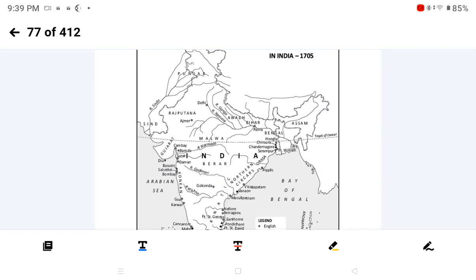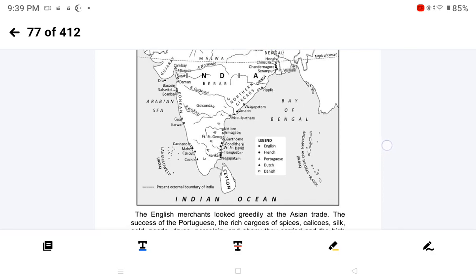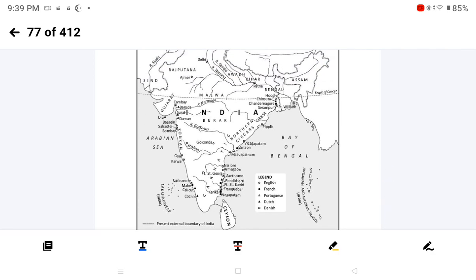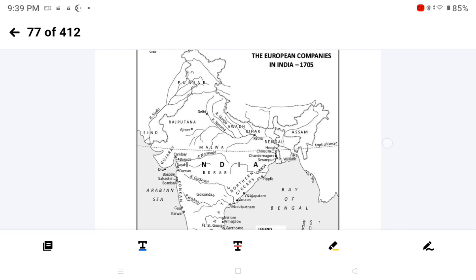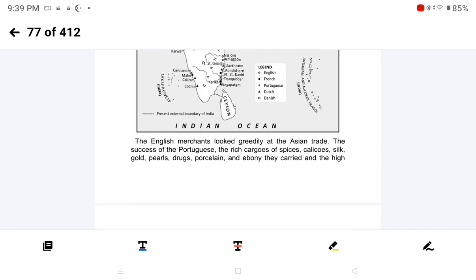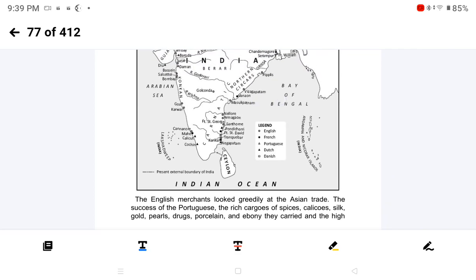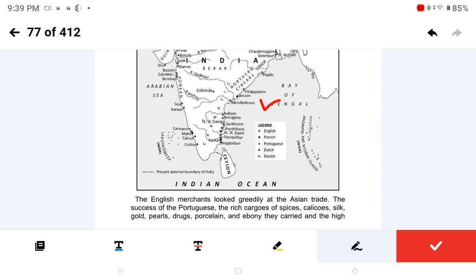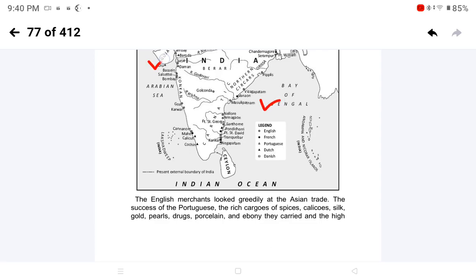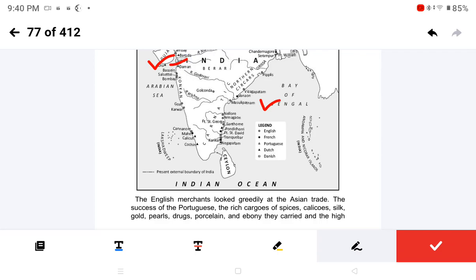This is the map of India, where the Dutch East India Company settled its rule. This is Masulipattnam in Andhra. Diu, Daman. This is Cochin in Kerala. These are the places where the Dutch East India Company settled their rule.